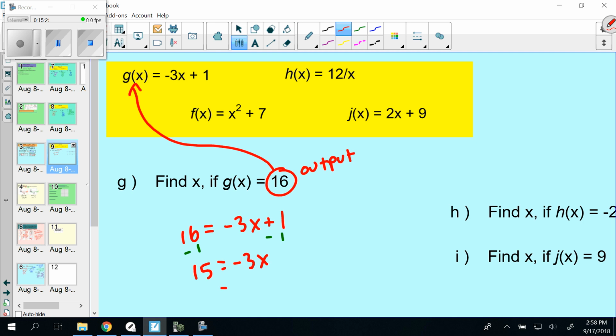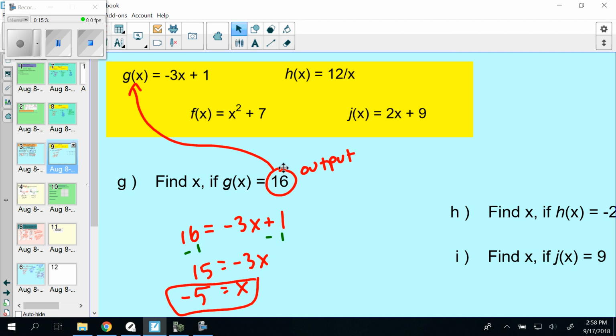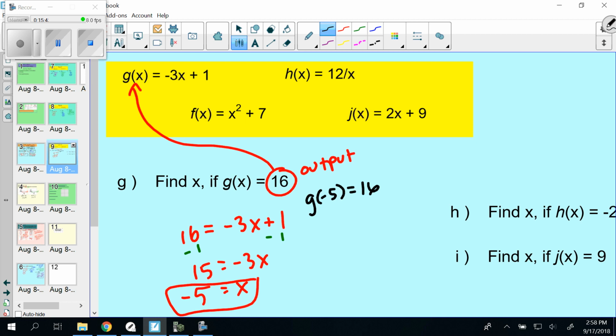Divide both sides by -3. And our input then would be -5. So when the output is 16, the input would be -5. That means this is function g. Function g at -5 equals 16. It would also tell us there's an ordered pair at (-5, 16).